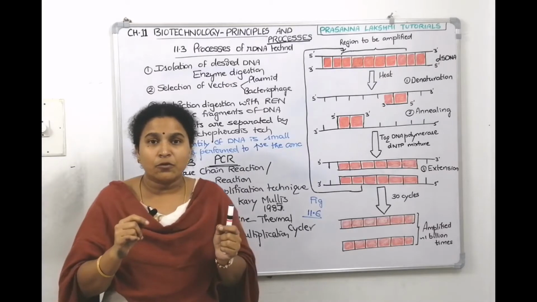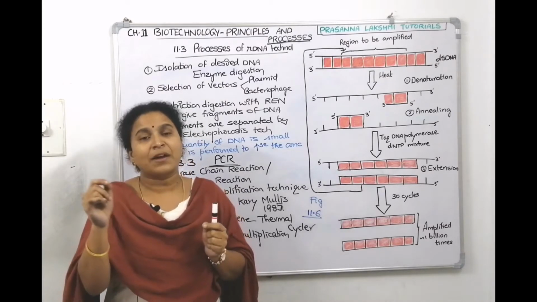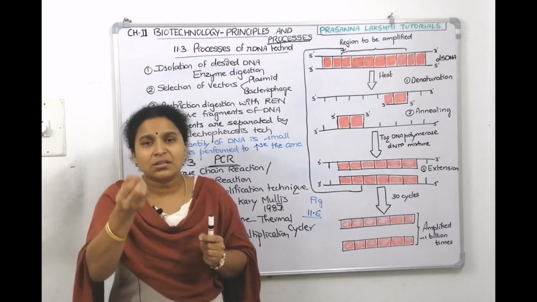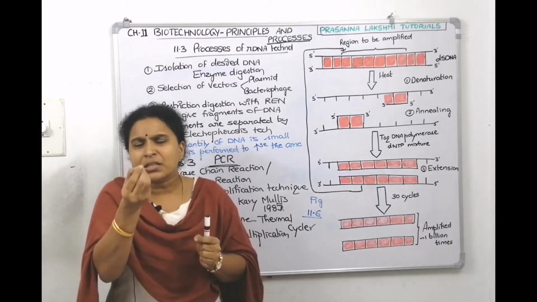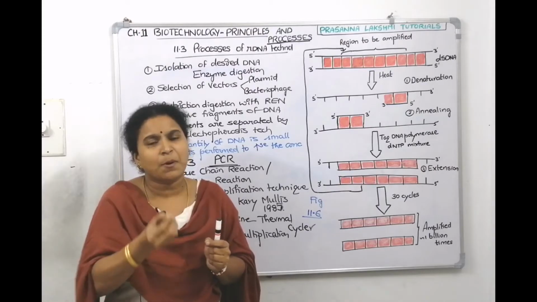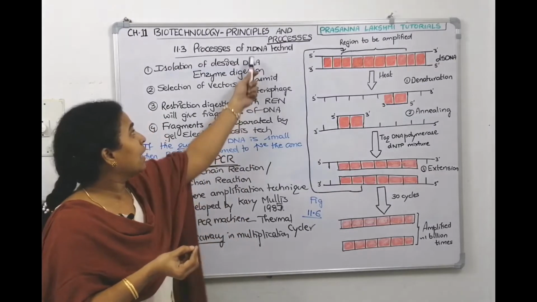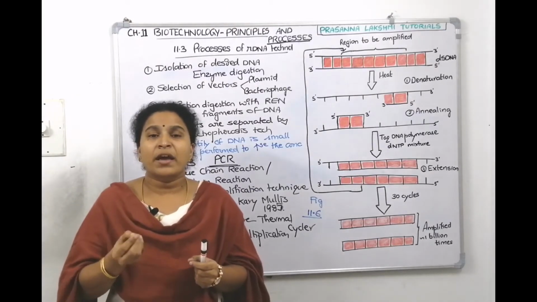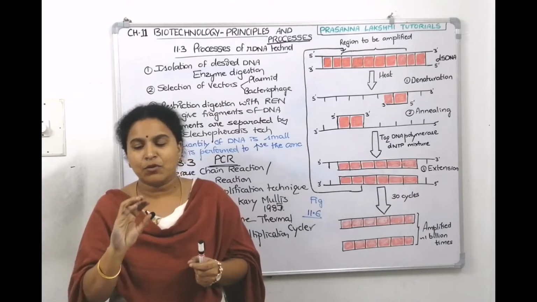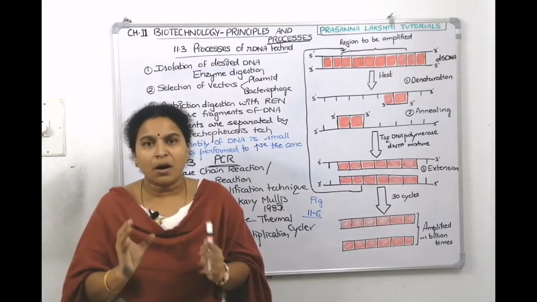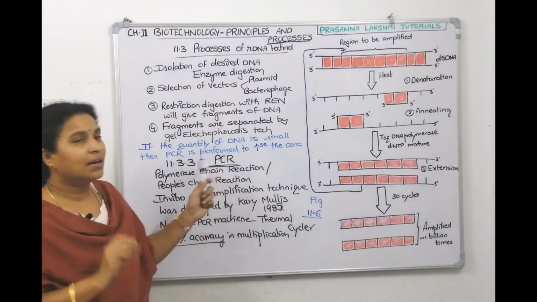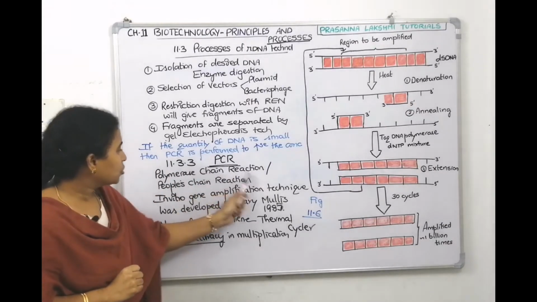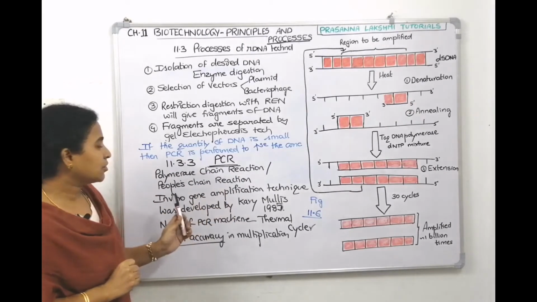After doing gel electrophoresis and cutting the separated fragments from the gel, you saw that the DNA which you isolated is very little, not sufficient to start a gene cloning experiment, not sufficient to start an rDNA technology experiment. Then there is a technique where it will amplify the DNA and give you a little more concentration. What is that technique called? It is PCR. It is our today's topic, 11.3.3 PCR, polymerase chain reaction.